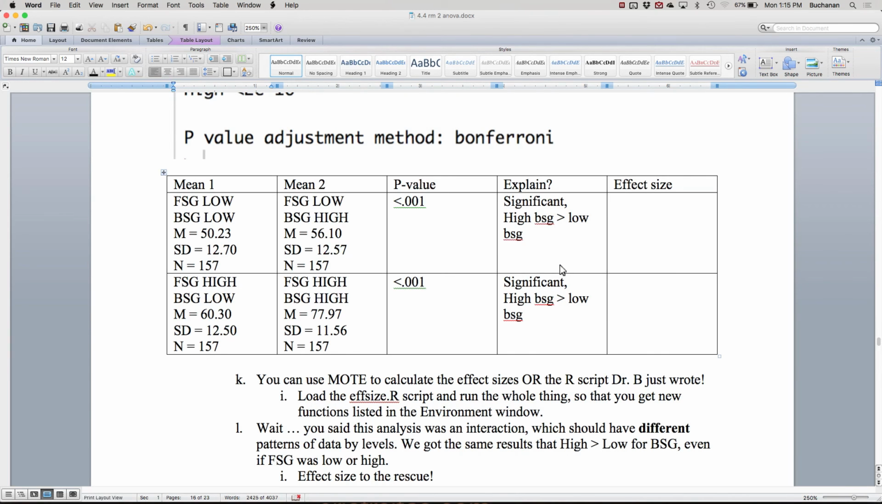Sometimes they flip, where high is higher in one and low is higher in the other. So that's a pretty common interaction, where they switch sides. Or one of them is significant and the other one isn't. That's also an interaction. This, to me, is the harder thing to interpret, when they're the same pattern. Like, okay, so what makes it an interaction? Because if it's the same pattern, there's no interaction.